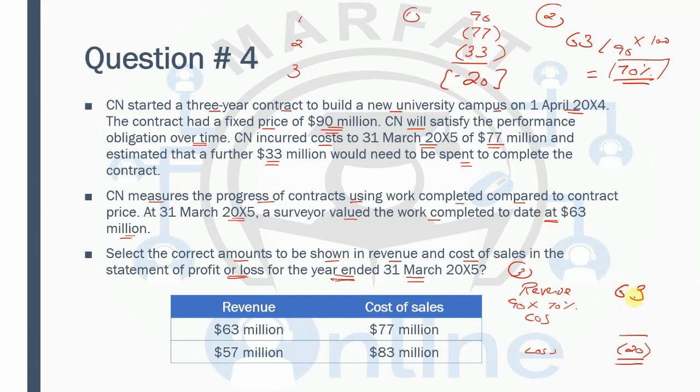Now we can calculate cost as a balancing figure. So the cost of sales as a balancing figure is 83. So select the correct amounts to be shown in the revenue and cost of sales. In the revenue there should be 63 million. In the cost of sales there will be 83 million because the loss should be immediately recognized.